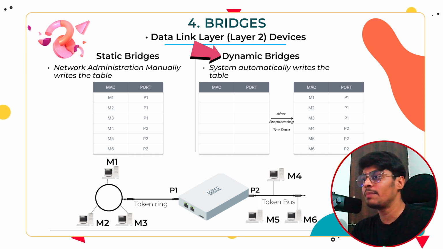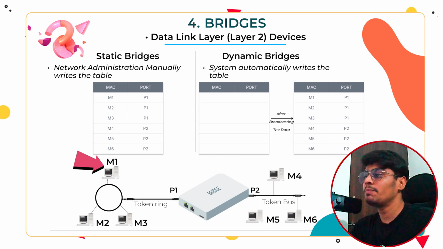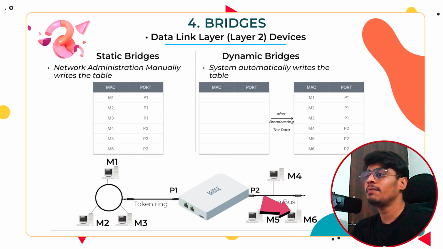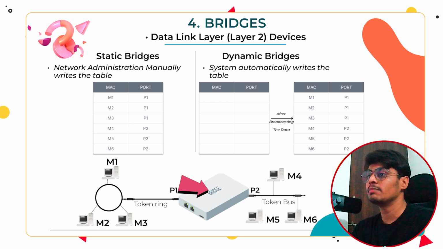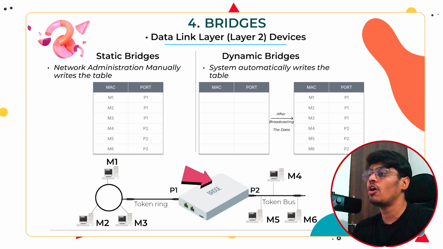If we talk about dynamic bridges, in the starting there is nothing in the table. The whole table is empty, meaning nothing has been typed until now. In this case, let's say M1 sends a packet to M6. When it reaches the bridge, the bridge observes that M1 is the source address and M6 is the destination address, but there is no entry in the table. Then how will it do the task? The first time it will broadcast, meaning it will forward the packet ahead to all the devices. All the devices will get it, meaning the packet will reach everyone.